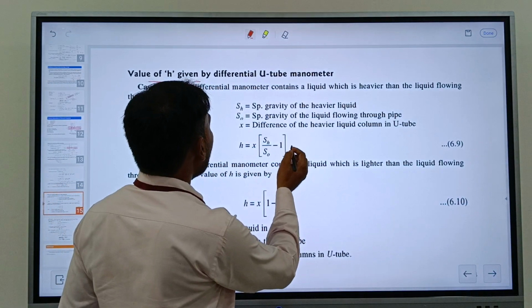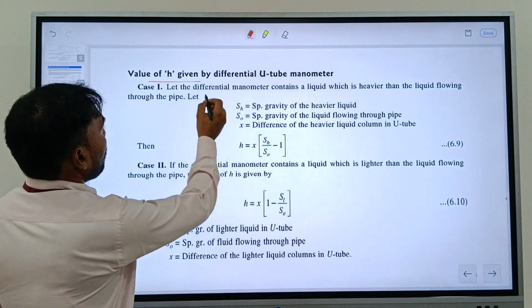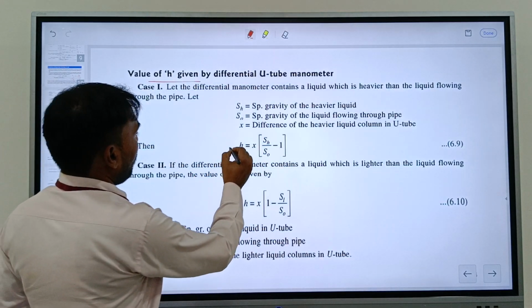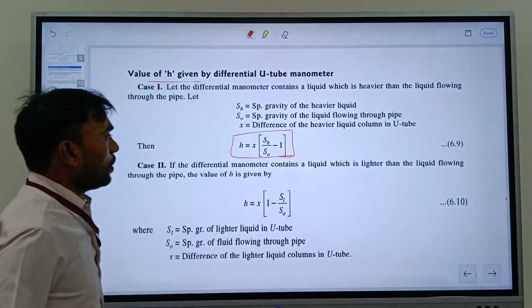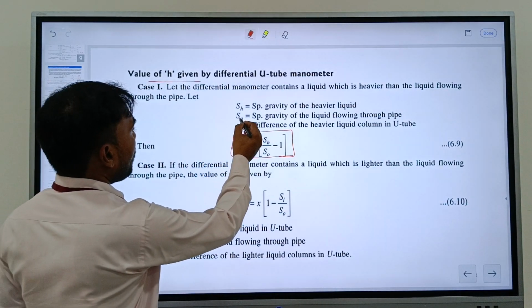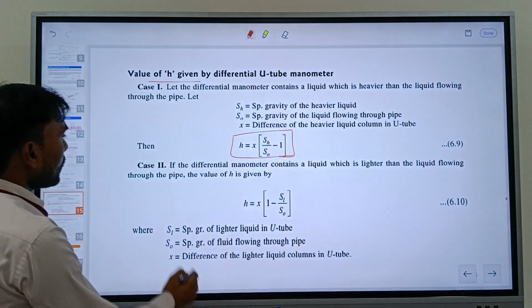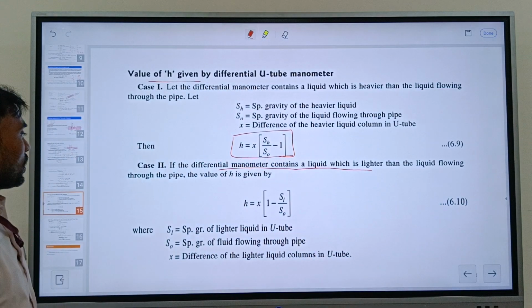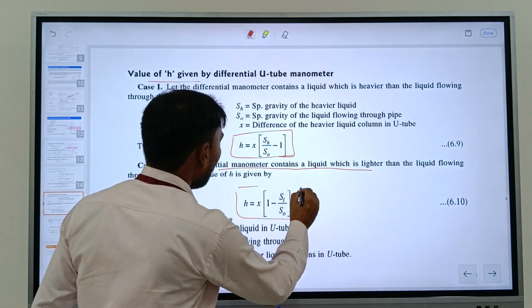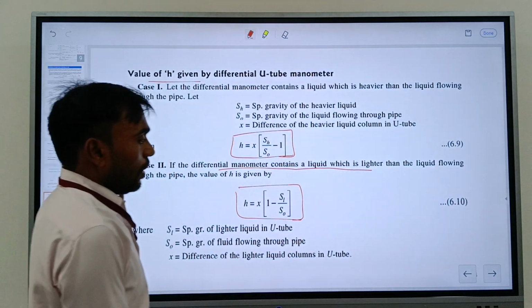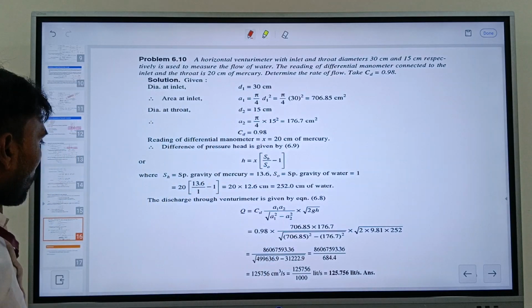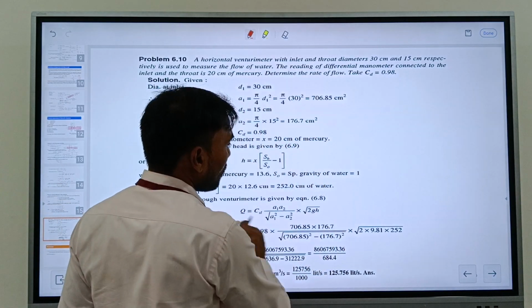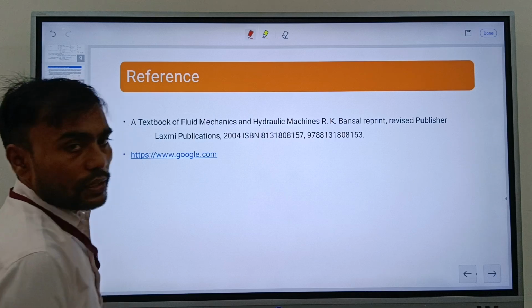The value of h can be calculated in different cases. For example, if the differential manometer contains a liquid which is heavier than the liquid flowing through the pipeline, then h can be written as x into (Sh by So minus 1). Sh and So and x are already defined here. In the second case, if the differential manometer contains a liquid which is lighter than the liquid flowing through the pipe, the value of h can be written here. So h can be calculated in the corresponding cases, and this is the general equation. You can try general problems based on the previous equation at home.